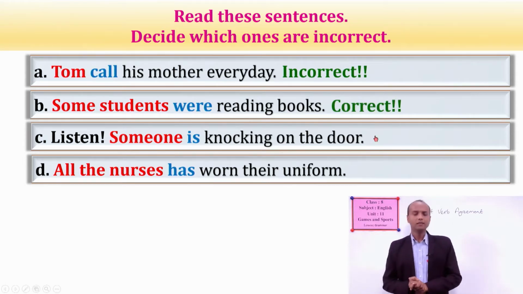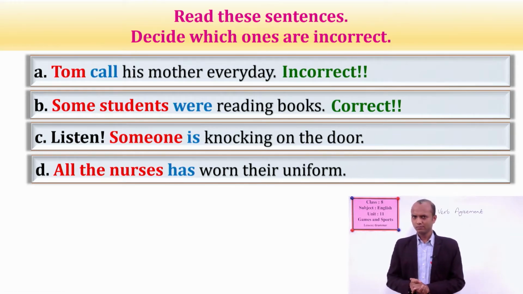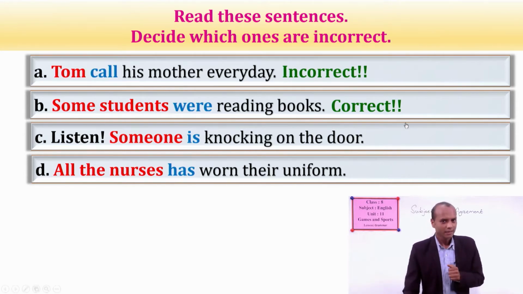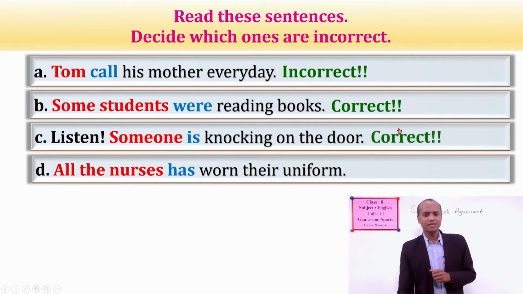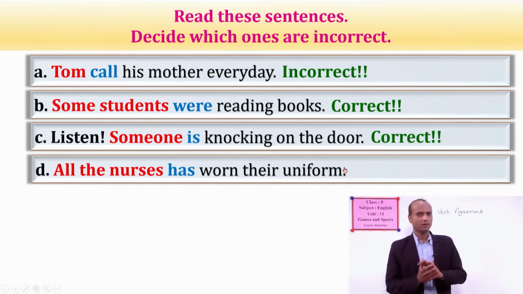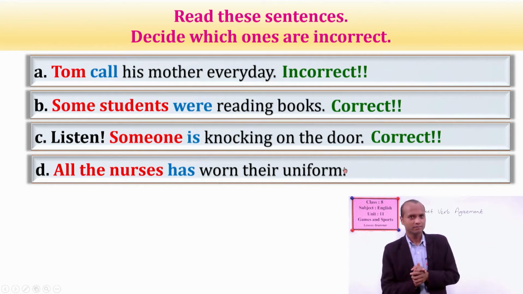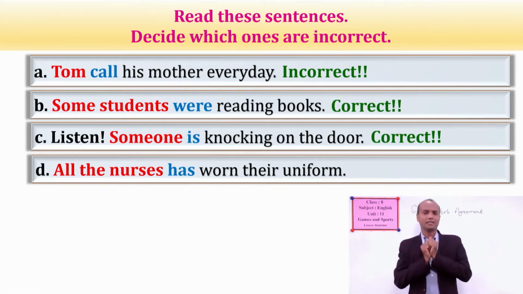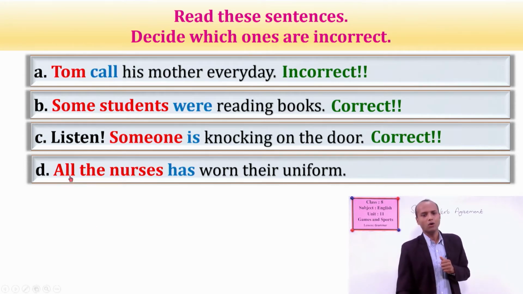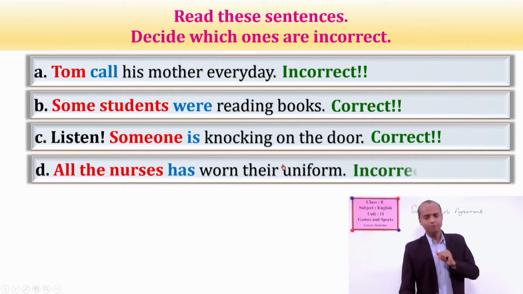Number C, listen. Someone is knocking on the door. Do you think it is correct or incorrect? Okay, this is also correct. Very good. Now the last sentence: all the nurses has worn their uniform. What do you think? Is it correct or incorrect? You said it's right. Okay, this is incorrect. All the nurses means it is plural. I'll tell you why later on.